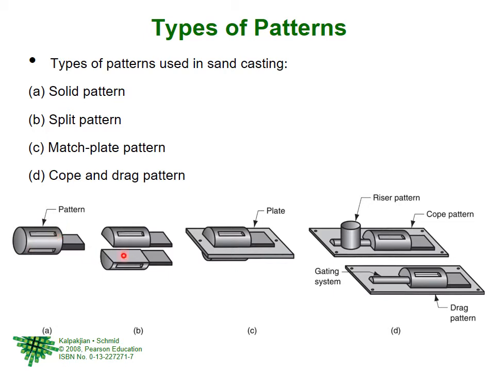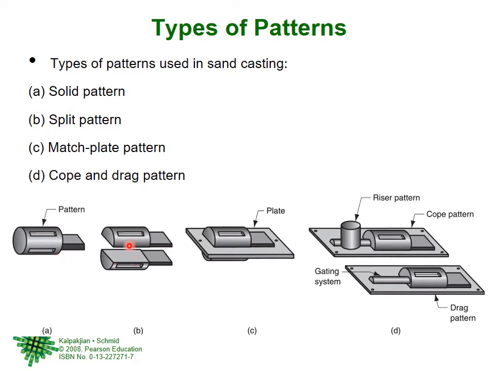This can be in two pieces rather than one. So then it will be a split pattern. If you use the split pattern, then you put one part of the pattern in the cope of the mold and you put the other in the drag. So then it will be easy to remove. If it is a one piece pattern, then it will be difficult to remove, right? So this is a split pattern.